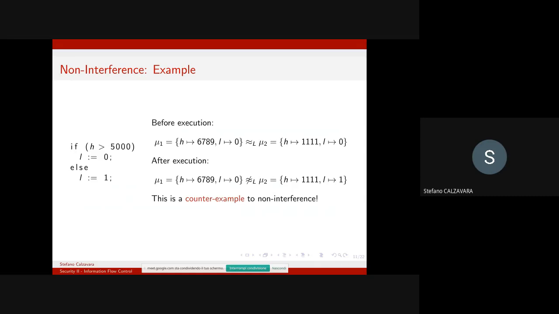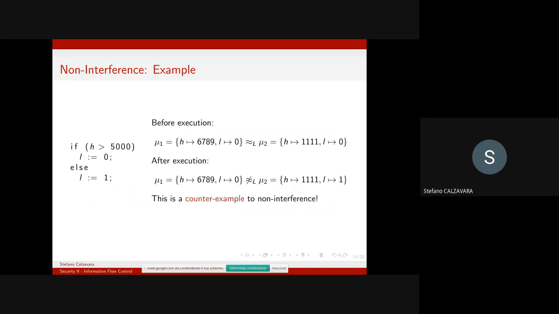For instance, this is the example of the implicit flow that we mentioned. So let's assume for simplicity that we work with a 2-point lattice. So in this lattice, variables are either high or low. In this case, there is a flow of information because I branch over the value of h. I check that this is greater than 5k, and if this is the case, I set the variable L to 0. Otherwise, I set the variable L to 1. We can formally show that this program violates non-interference.